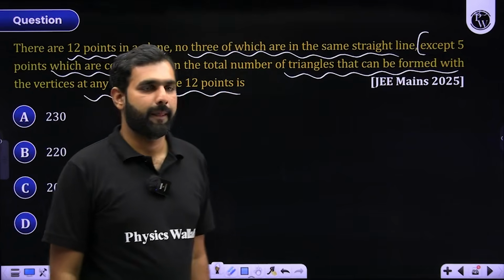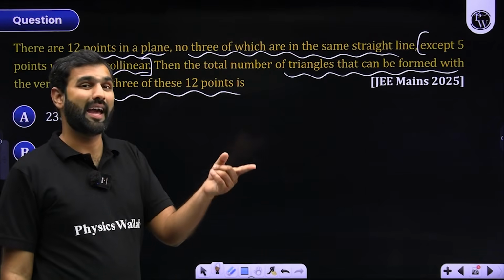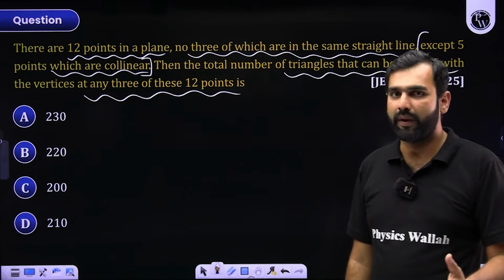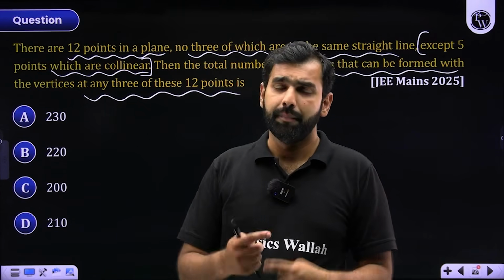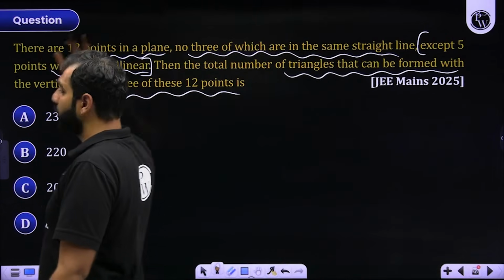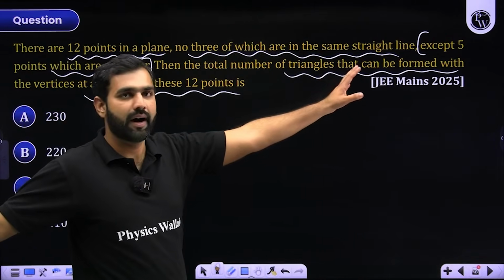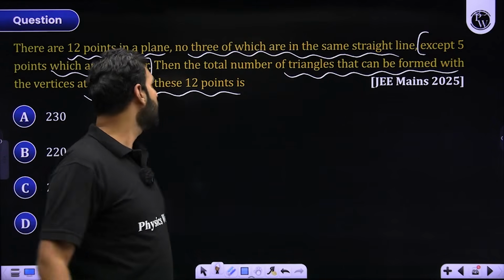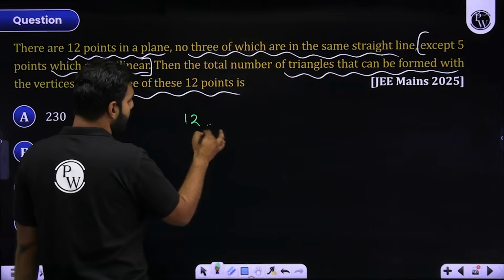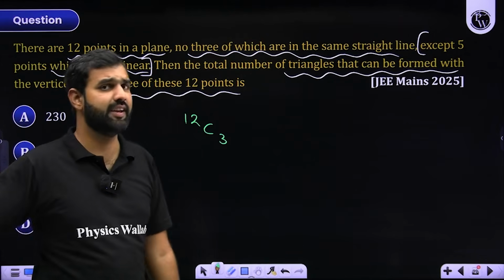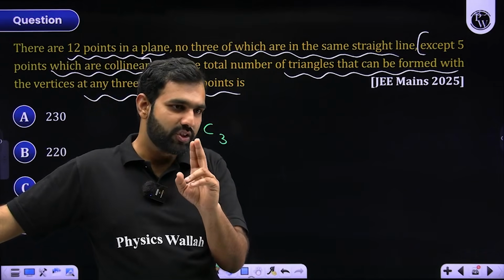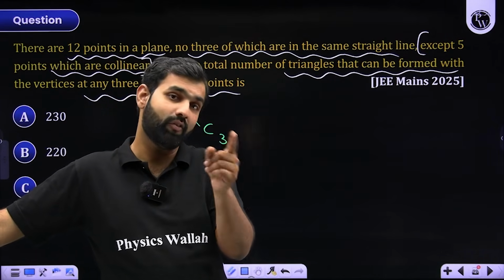Let's say I have not read this part, except for the 5 points which are collinear. Then what do I know? Now look at this. This is a geometrical problem, but it can be solved through PNC. All you need to do is apply your logic. To form a triangle, what do I need? I need 3 non-collinear points, because whenever I have 3 non-collinear points, I can form a triangle. So let's say all these 12 points are non-collinear. Although 5 of them are collinear, let's forget that. So out of these 12, in how many ways can I choose 3 points? 12C3. The number of ways in which I can choose 3 points out of 12 points will be the number of triangles I can form.